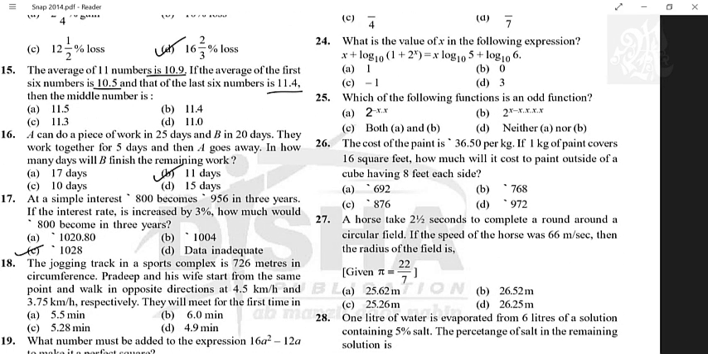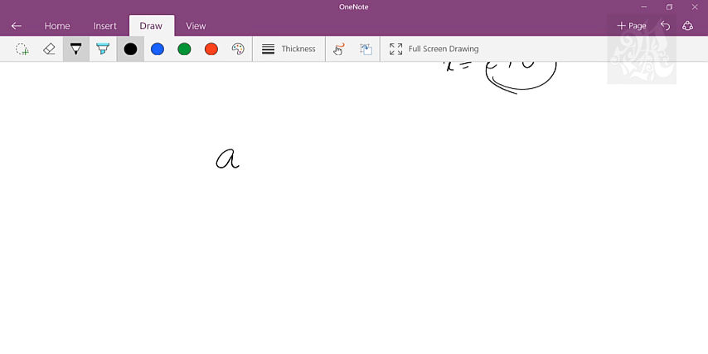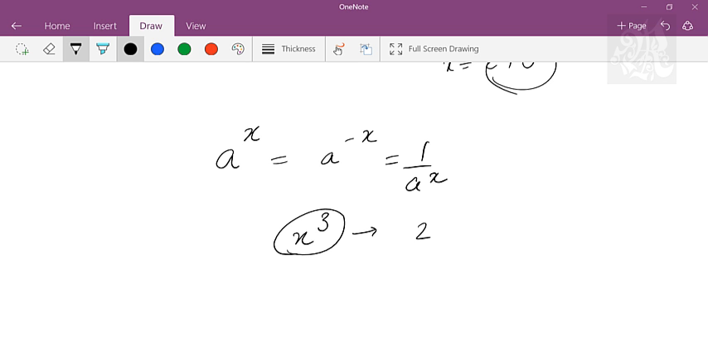Which of the following functions is odd? Now always bear in mind, a constant raised to something can never be odd, because whenever the input is reversed, it will become the reciprocal and it won't give a negative. An odd function means that when the input is reversed, the output is reversed. For example, x cube is an odd function, because when I say 2 cube I get 8, but when I say minus 2 cube I get minus 8. So the number is reversed, and the answer also gets reversed.